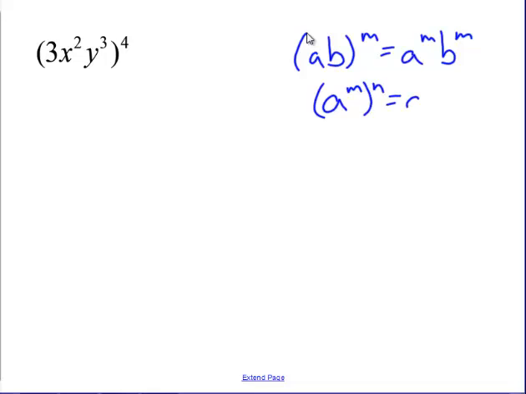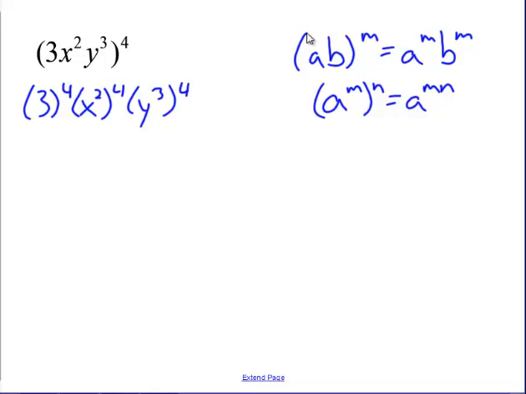Next example, 3x squared y cubed, all to the 4th. A couple rules that are going to help you on this one. We talked about this situation. We're going to take each thing to that power. And then we also talked about the situation where you have a power to a power, and we're going to have to multiply. So both of those rules are going to apply to us when we're working on this problem. 3x squared y cubed to the 4th. This means I'm going to take everything to the power of 4. That's 3 to the power of 4, x squared to the power of 4, and y cubed to the power of 4. Now we just need to simplify that.